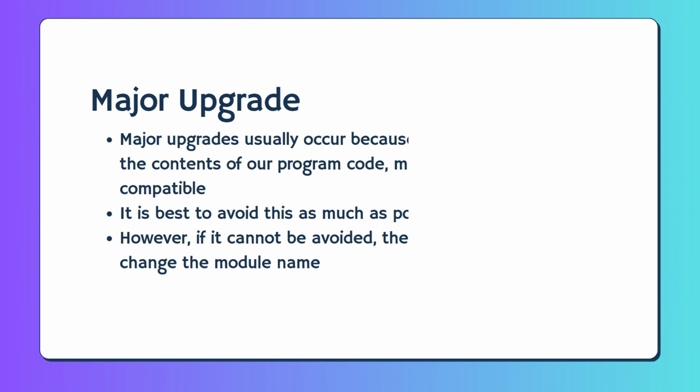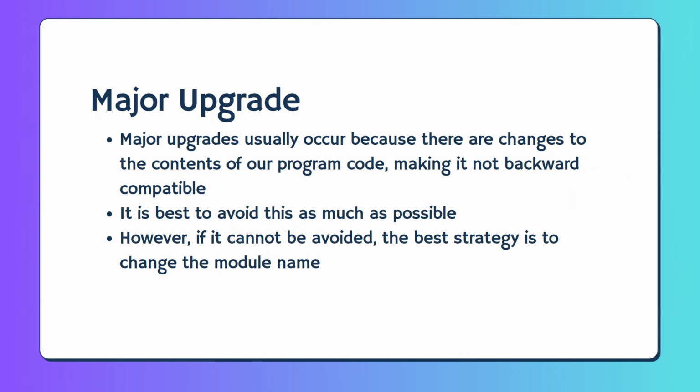Major upgrade. Major upgrades usually occur because there are changes to the contents of our program code, making it not backward compatible. It is best to avoid this as much as possible. However, if it cannot be avoided, the best strategy is to change the module name.